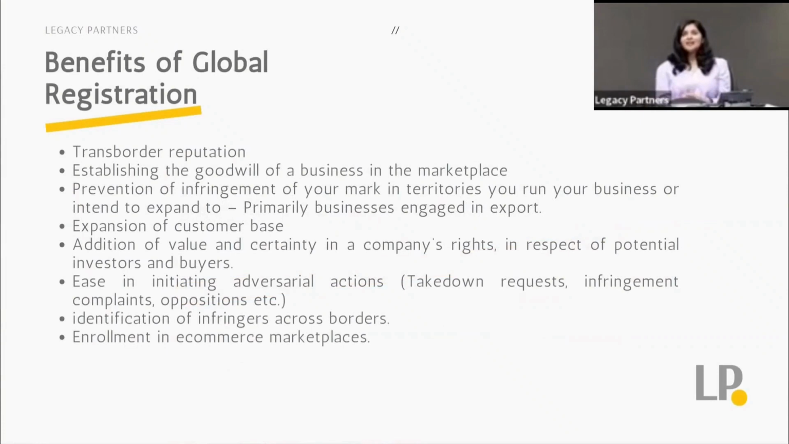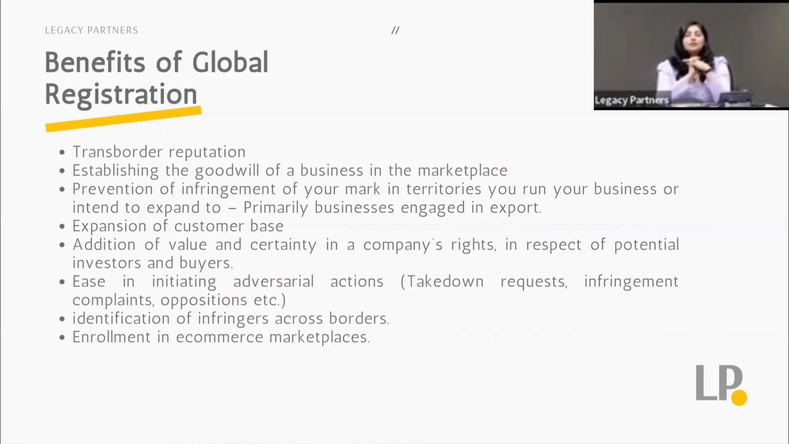Okay, now that we have a general idea about what a trademark exactly is, a general concept of IP, and the general procedure of registration of trademarks and how it works, let's dive into global trademark protection. Before I go forward and explain the concept of global trademark protection and the methods for it, let me give you a brief on what is the benefit of getting a global trademark protection in the first place.